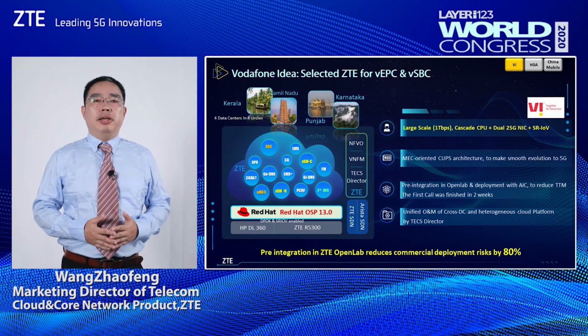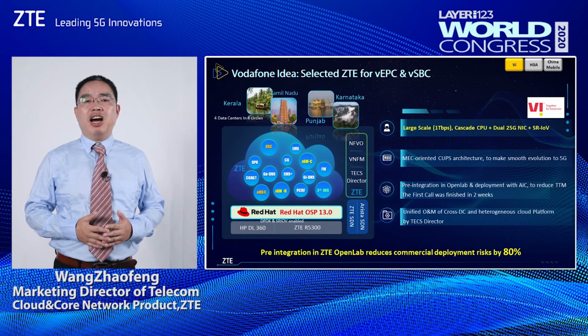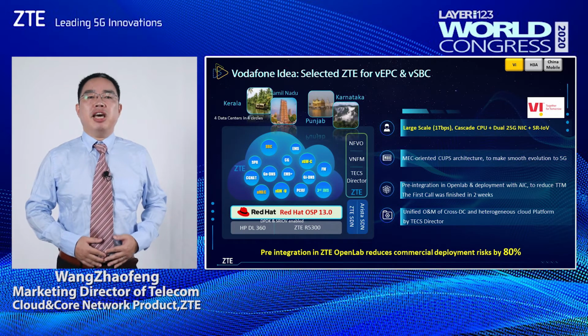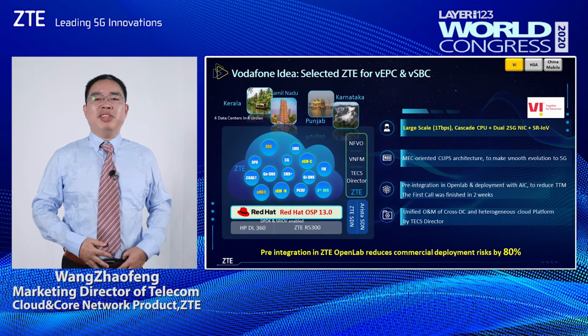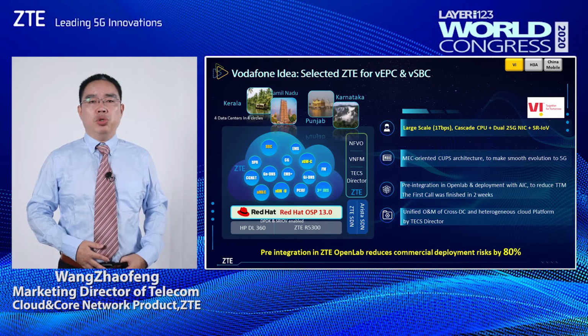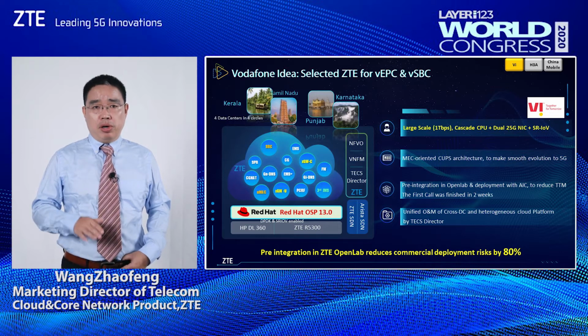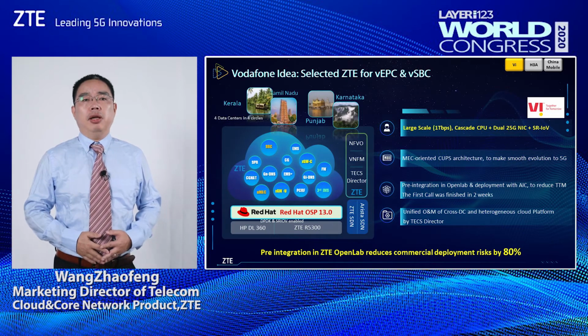Okay, let's get into the first case of our Common Core deployment. In the progress of the network transformation, Vodafone Idea in India chose ZTE's Common Core to deploy for the VEPC network and virtualize the session border controller network into their network in 4 areas.